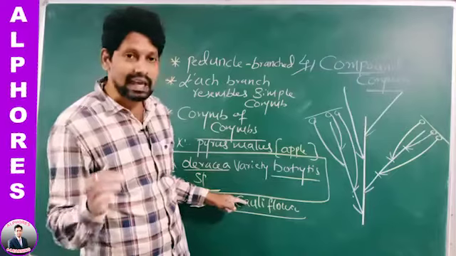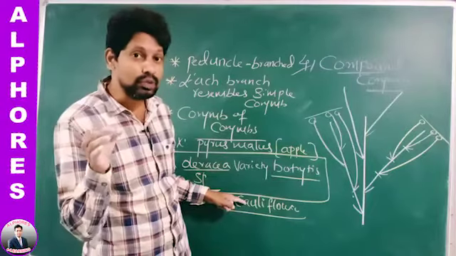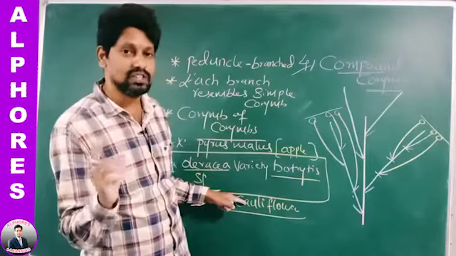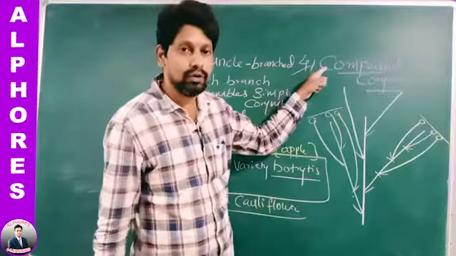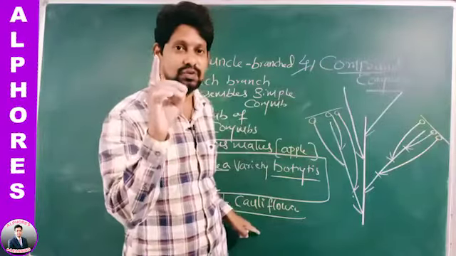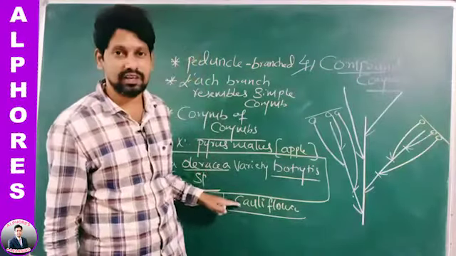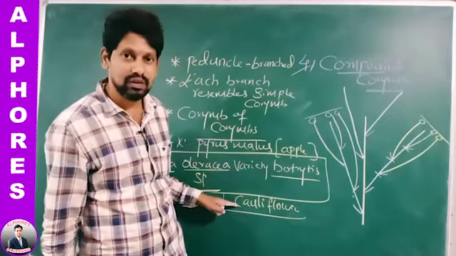In cauliflower, what is used as a vegetable? This compound corymb inflorescence is used as vegetable in the case of cauliflower. Is it okay? Right? Thank you.